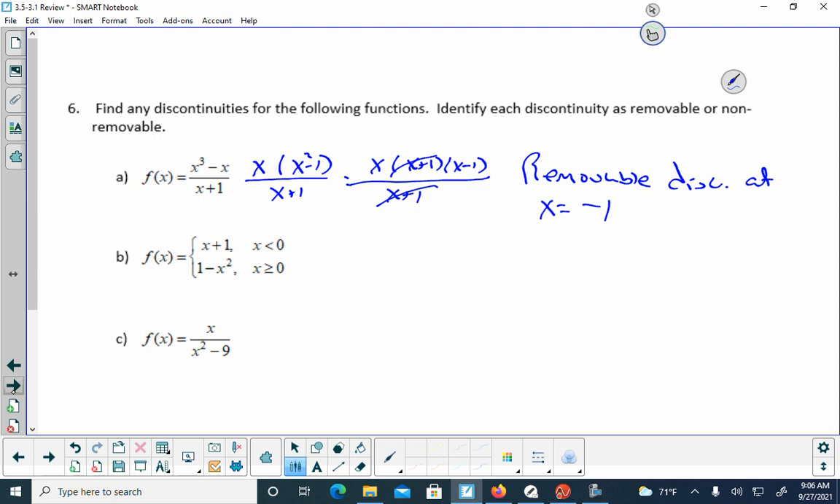The next one, if I substitute in 0, I'm going to have 0 plus 1, which is 1. And then I'm going to have 1 minus 0, which is 1. So they are equal to the same number. They are the same, which means that my limit exists, which means that there's no hole, there's no break, it's continuous. So this is not discontinuous.